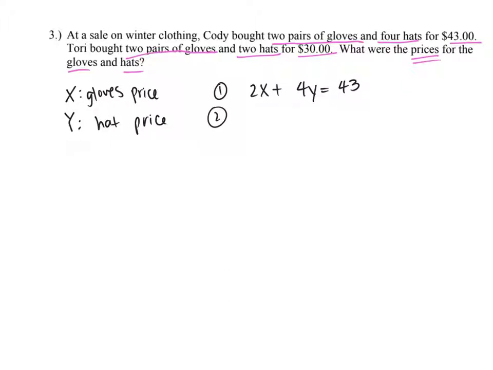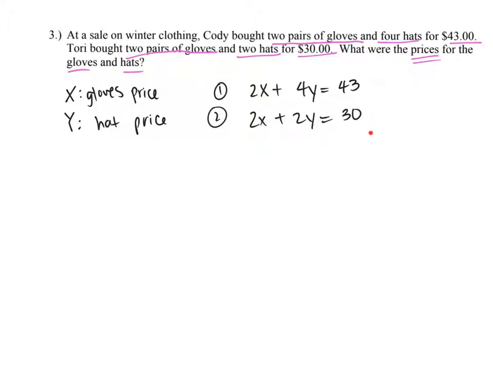Now, I could have put 43.00, but that's just redundant, having more zeros behind it. So I'm just going to simplify and write 43. Whereas Tori bought 2 gloves and 2 hats, so that's 2x plus 2y equals $30. So I'm just going to put 30 for short. And so looking at this, I'm going to try to eliminate because they're already nicely written that way. So I've got to cancel out a variable. I'm going to choose the x's since they're already the same coefficients.